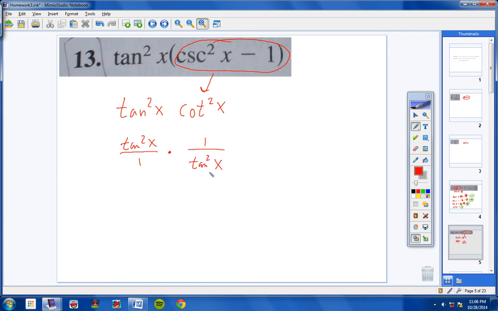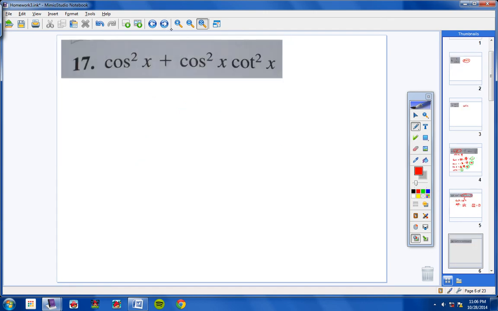So there we go. And now look at this, guys. You get tangent squared over tangent squared, which equals 1. Anything over itself equals 1. Okay? All right, number 17, we are still simplifying.